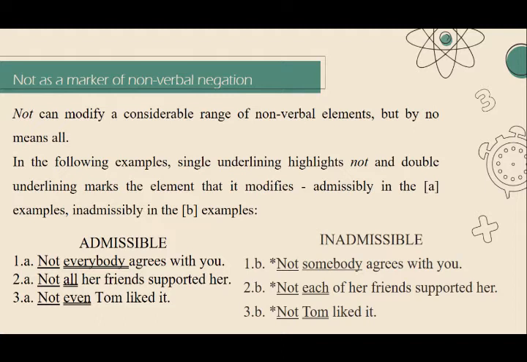And in the following examples, single underlining highlights not, and the double underlining marks the element that it modifies. So let's take a look at the examples below for the admissible and inadmissible. The first is admissible. There are 3 examples. Not everybody agrees with you. Not all her friends support her. And the last, not even Tom likes it.